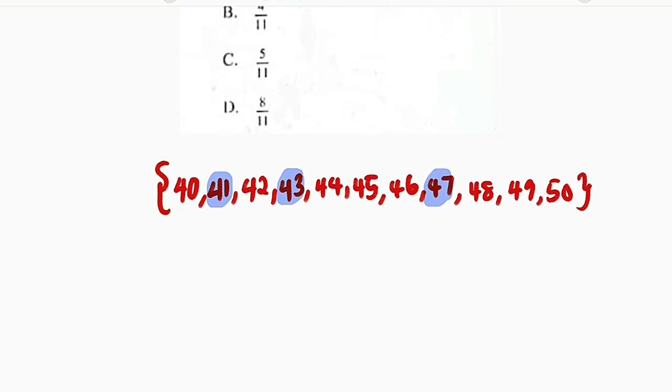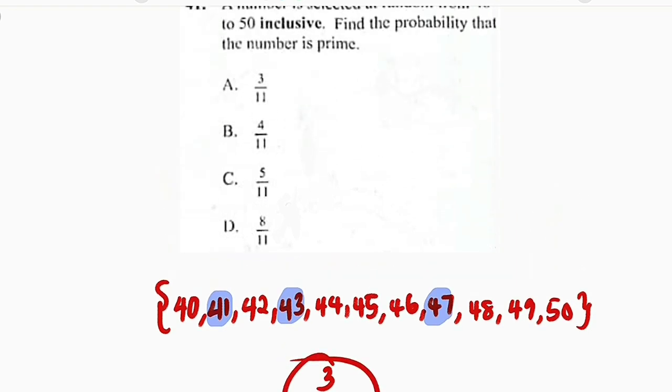So how many numbers do we have altogether? We have 1, 2, 3, 4, 5, 6, 7, 8, 9, 10, 11. So the probability will be 3 out of 11, right? So we have the answer to be 3 out of 11 as the final answer. So you can see that here as option A.